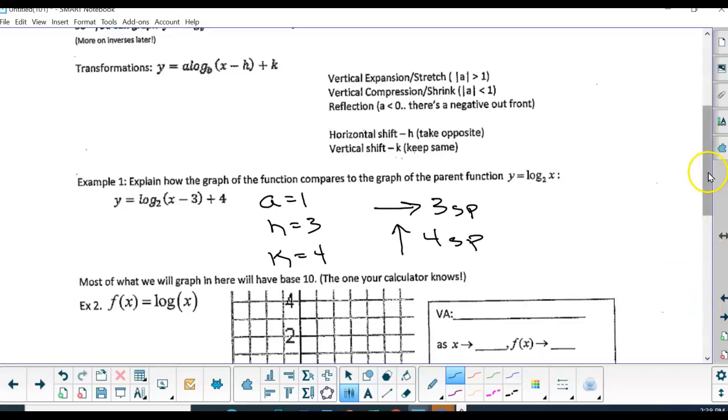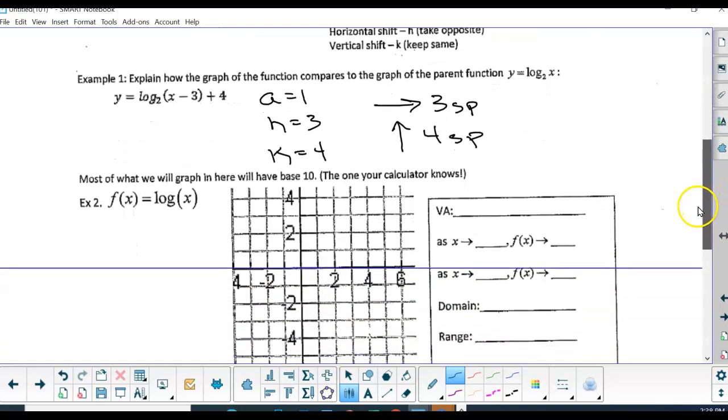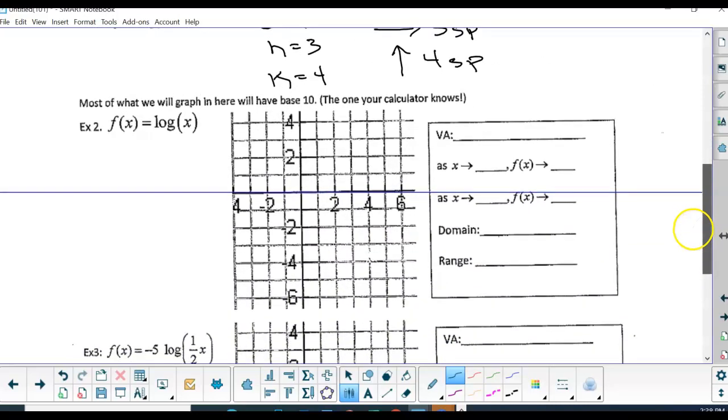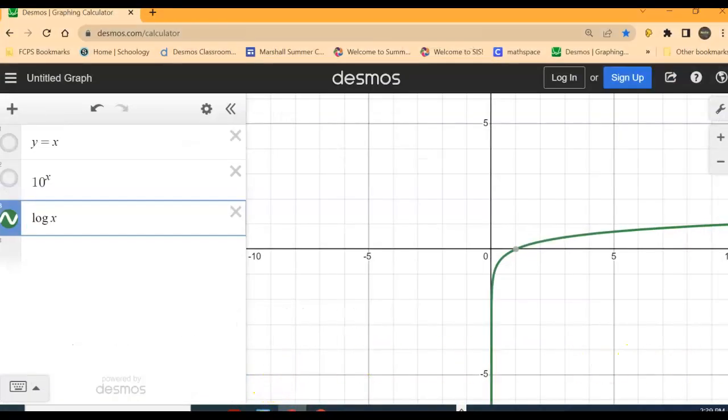So we're going to graph what is considered to be the parent function. One of the things you notice is that we don't have a base here. When we don't have a base written, the base is going to be 10. So this is going to be base 10. Now, to actually demonstrate this, and we'll come back and fill in our domain and range and all that, I'm going to use the Desmos graphing calculator to help us out with this.